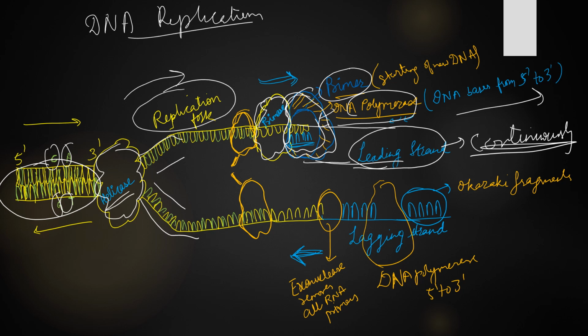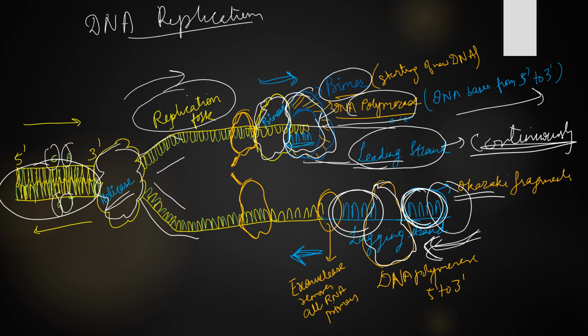Whereas the other chain is your lagging strand. Why is it called the lagging strand? Because it is not formed continuously, as it runs in the opposite direction. Due to this, the DNA polymerase enzyme can make this strand in small chunks only. These small chunks are called Okazaki fragments.